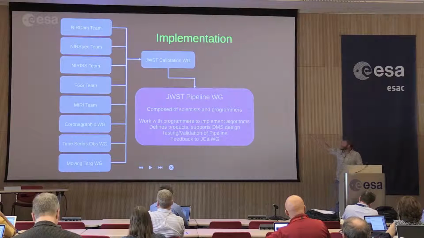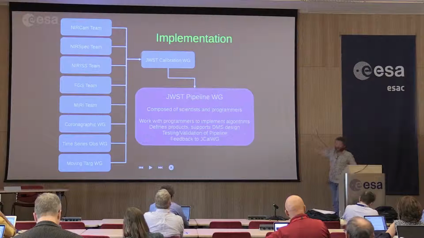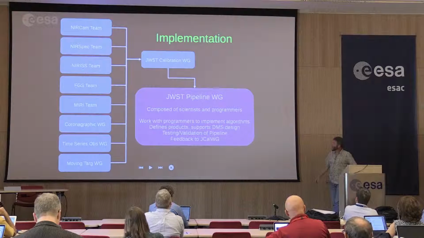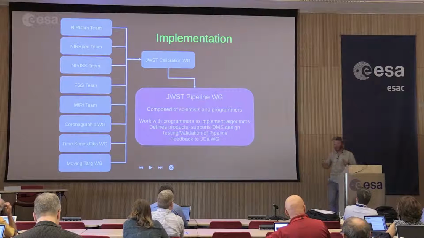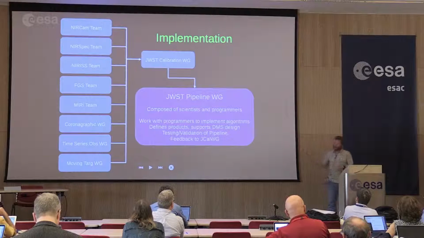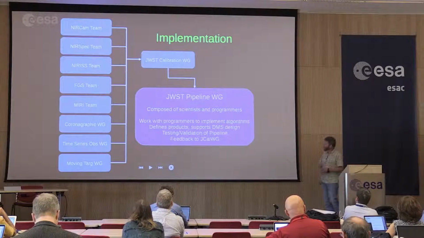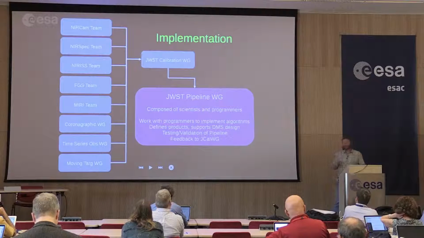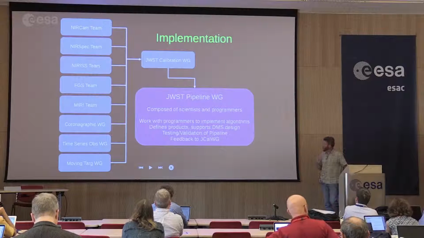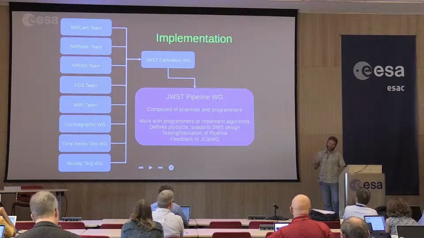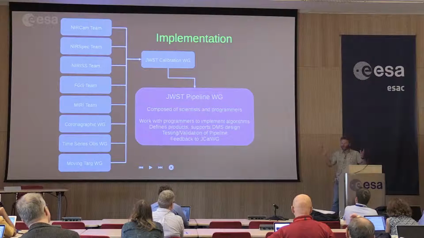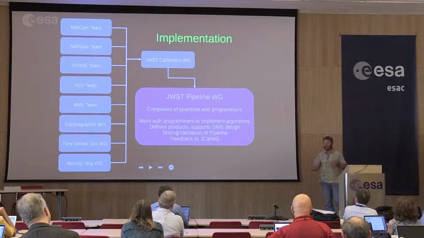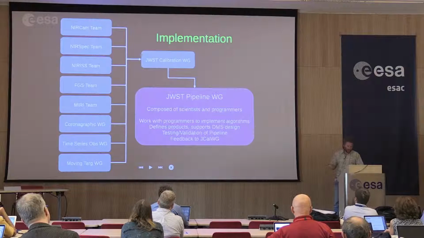So we've made our decisions, then this moves on to another working group. This is the pipeline working group. This is composed of scientists and programmers. In the calibration working group, we decide on what the algorithms are. And then the pipeline working group works with the programmers at the Institute to actually implement them, test them, verify it works, and give feedback to the calibration working group if we've asked for something stupid or something that's not implementable. And then we have to say, okay, let's think about that again, let's poll the experts, let's figure out what we can do within our reasonable resources.